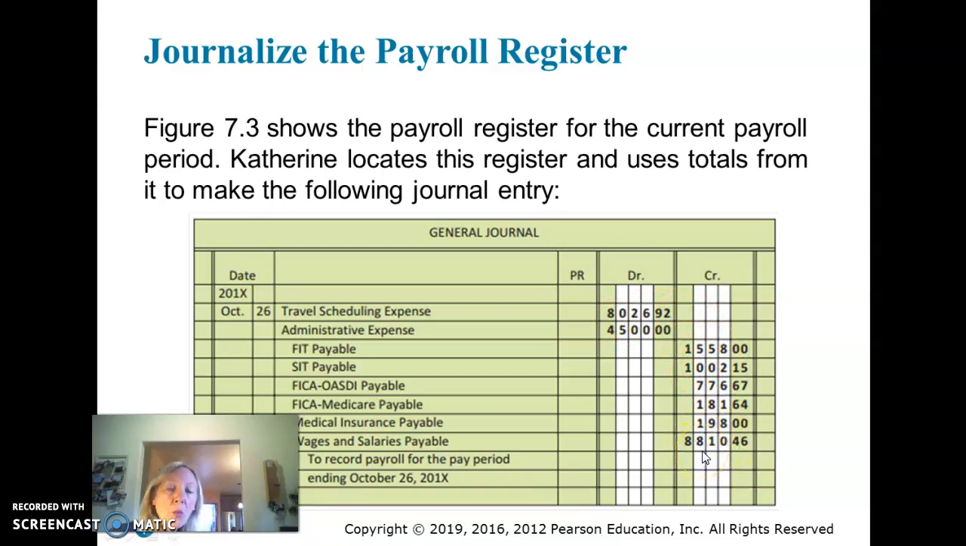owe our employees. Once we pay our employees, that's where the payroll cash is going to be credited and your wage and salaries payable would be debited, right? Because then I got rid of my liability and I got rid of my cash because I paid my employees. They don't ever show you that step, but that is the next step. So this is journalizing the payroll register.